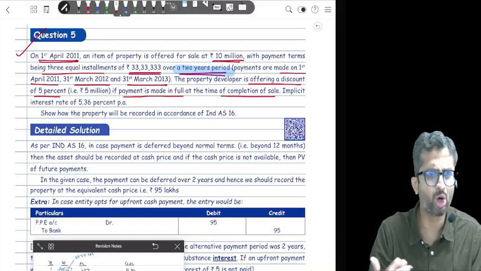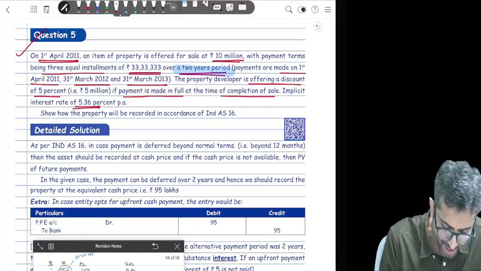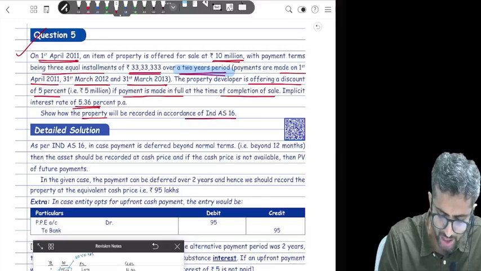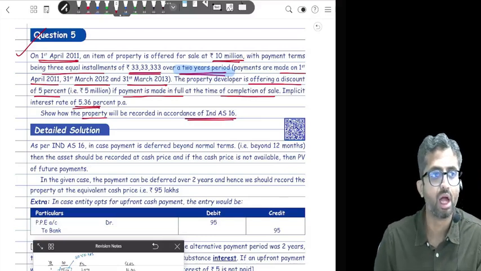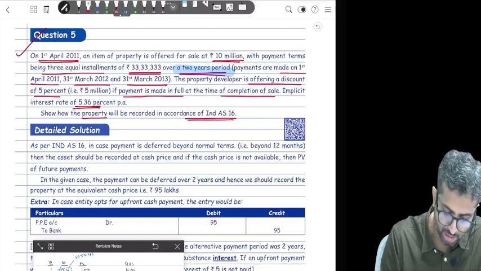Okay. So is this beyond normal credit? Okay. Implicit interest rate is 5.36%. Show how the property will be recorded as per Ind AS 16. Now, will the property be recorded at 10 million?